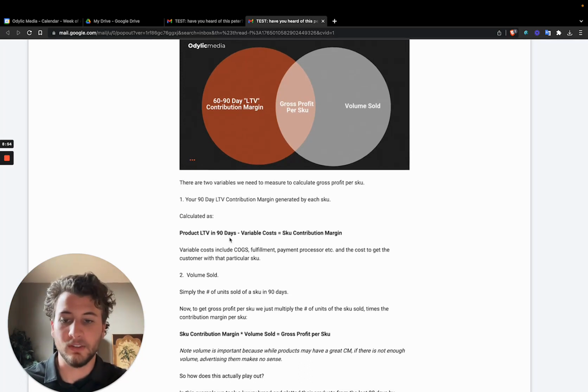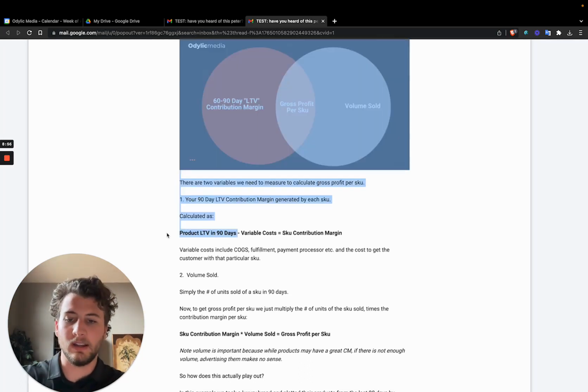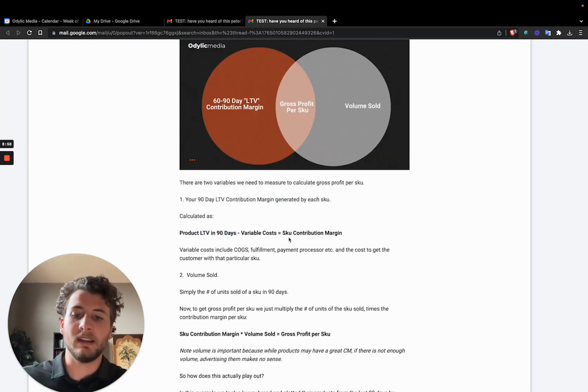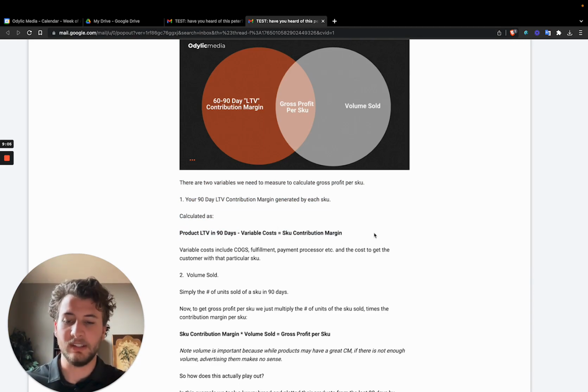All we have to do for this is just take our product LTV in 90 days minus our variable costs. That will get us our SKU or product contribution margin. So to get the product LTV in 90 days, we just need to measure what kind of LTV we get when someone buys this product on a rolling 90-day time frame, right?